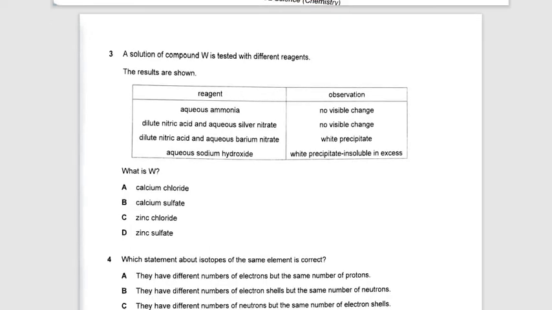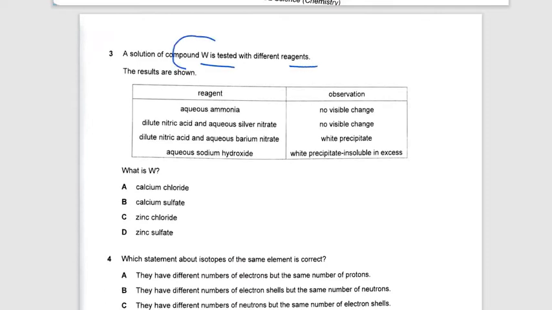Now let's see question number 3. The solution of W is tested with different reagents. We are testing a compound W, and obviously you will apply different reagents. When I put the reagent aqueous ammonia, you are seeing no visible change. So it can be your calcium, right? Do you have any option? Yes, you have calcium chloride and calcium sulfate, right?